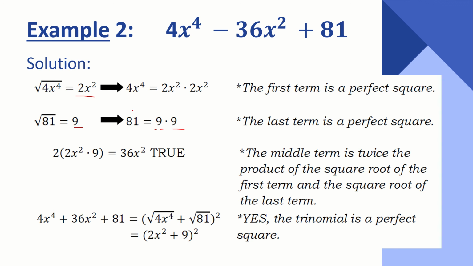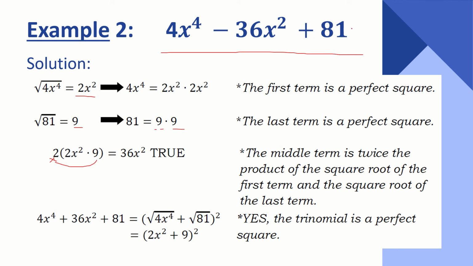Now, for our middle term, can we say it is a perfect square trinomial? Let's check. We multiply 2x squared and 9. Then the product of 2x squared and 9, we multiply by 2. So, the result is 36x squared. Therefore, this given 4x to the power of 4 minus 36x squared plus 81 is a perfect square trinomial.